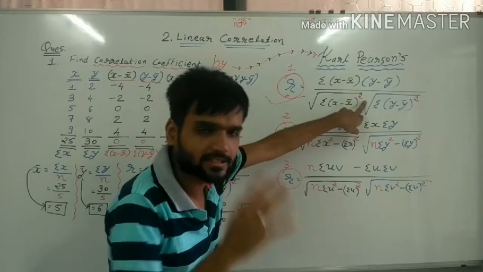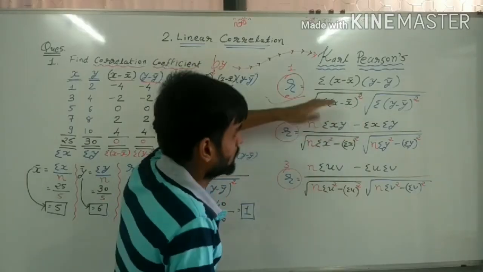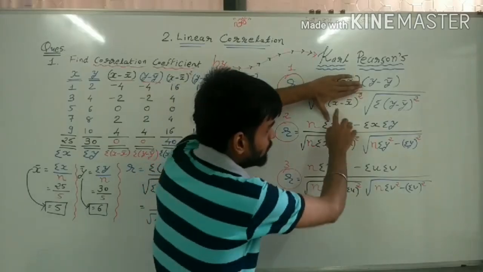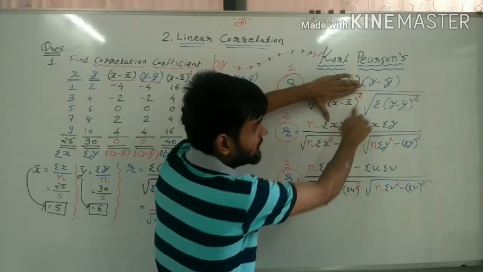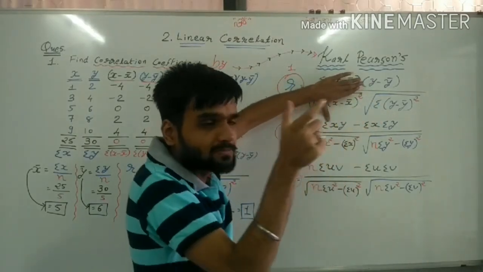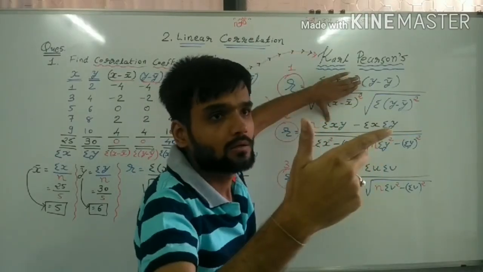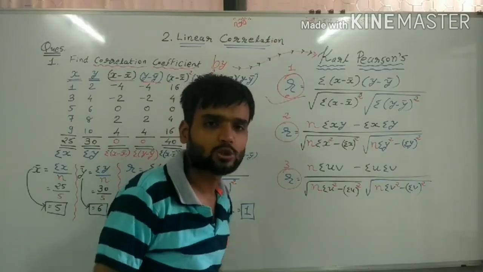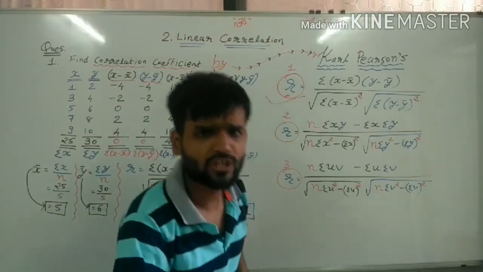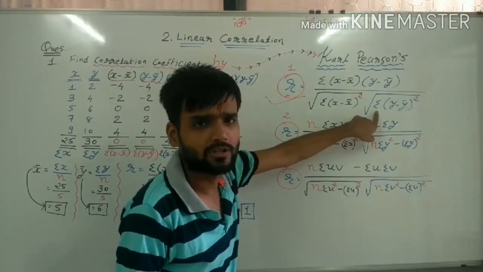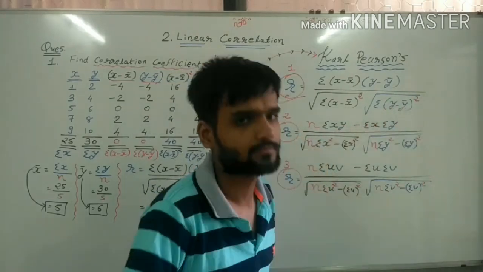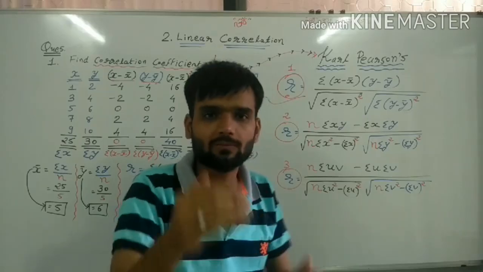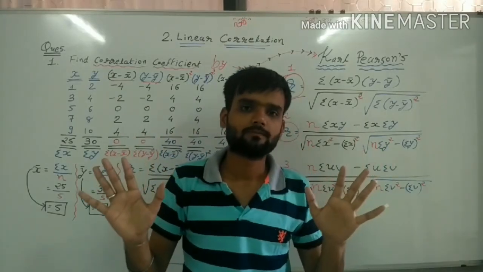Same way here, sigma x minus x bar square is given. So eliminate sigma and the root sign, then think about x minus x bar whole square. So first we need x minus x bar, then its square, then its total, sigma x minus x bar square. Same way, we need to find y minus y bar square first, then the total of y minus y bar square. It is called sigma. Sigma means total in short.